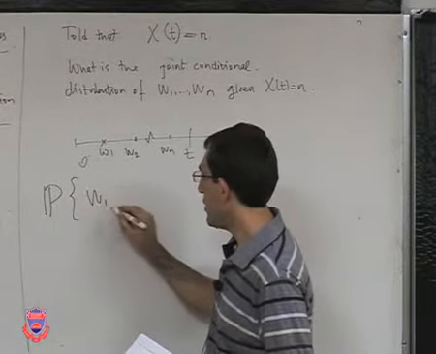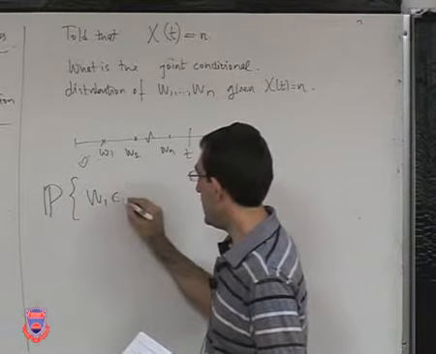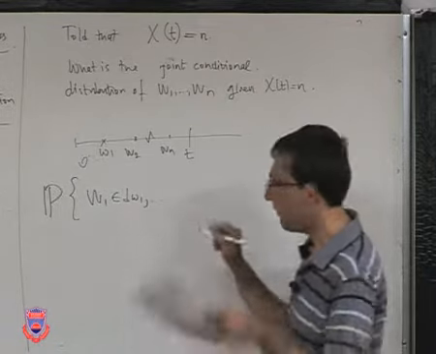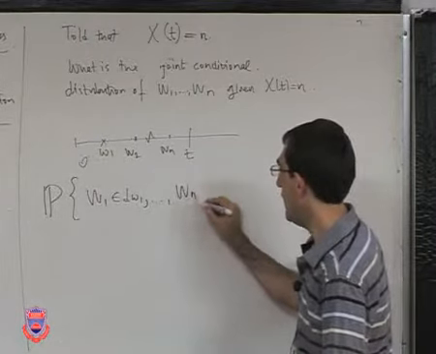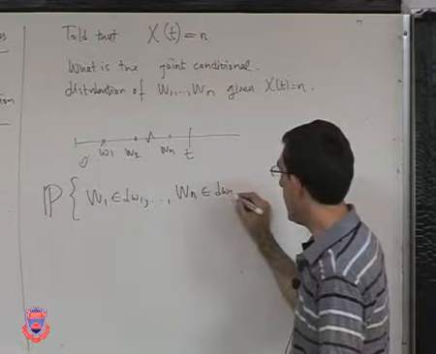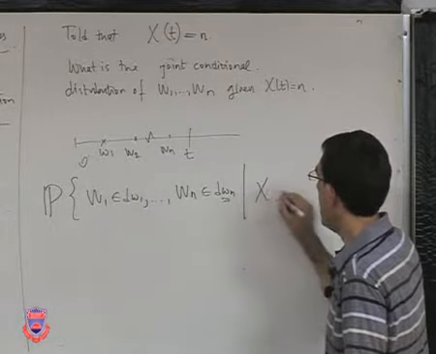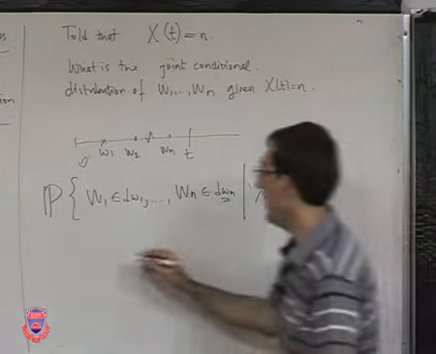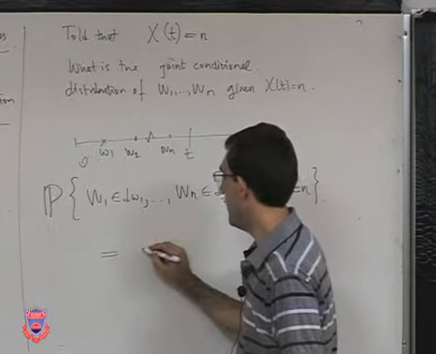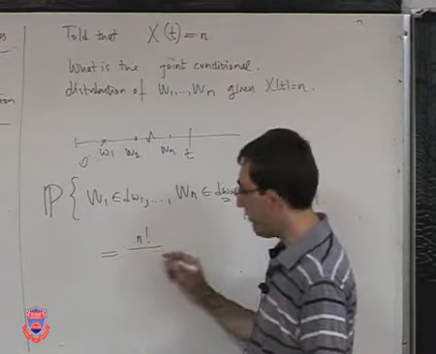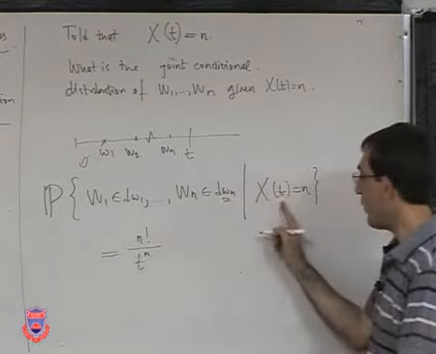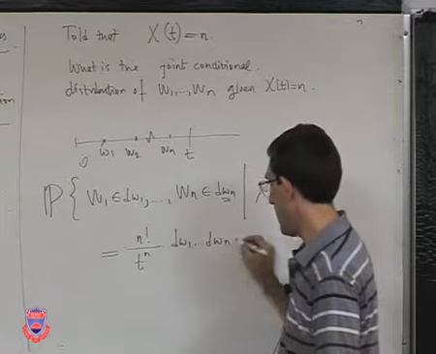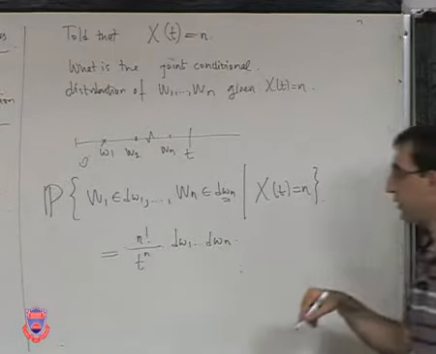So the conditional probability that W1 is in the neighborhood of small w1, W2 is in the neighborhood of some number w2, and finally the nth arrival time is in the neighborhood of some given number small wn, given that there are exactly n arrivals until time t, is in fact given by n factorial divided by t to the power n times dw1 through dwn.